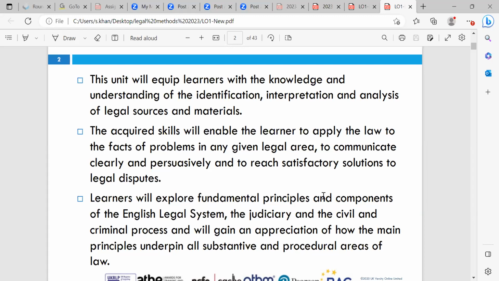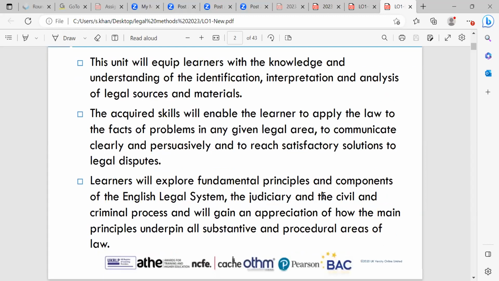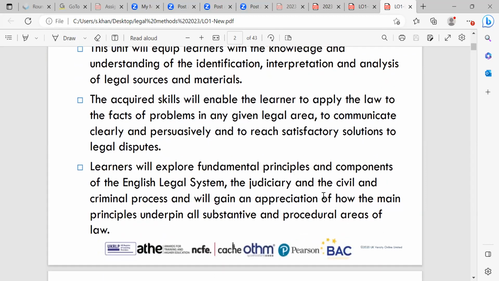Learners will explore fundamental principles and components of the English legal system, the judiciary, and the civil and criminal process, and will gain an appreciation of how the main principles underpin all the substantive and procedural areas of law.